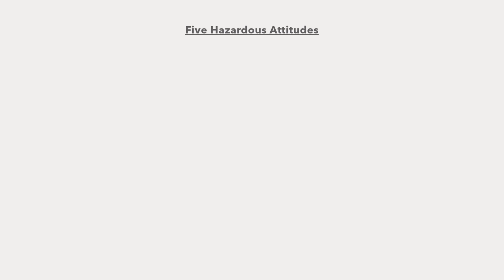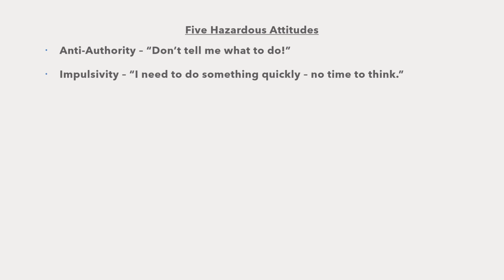So there are 5 specific hazardous attitudes that have been identified as the most common ones that are problematic for aviation. The first one is anti-authority. The "don't tell me what to do. I'm in charge of what, it's my decision, my life. You don't get to decide for me." Kind of an anti-rule. Then impulsivity. People think, I need to do something quickly. I don't have time to think about the right thing to do. I've got a problem, I've got to do something about it.